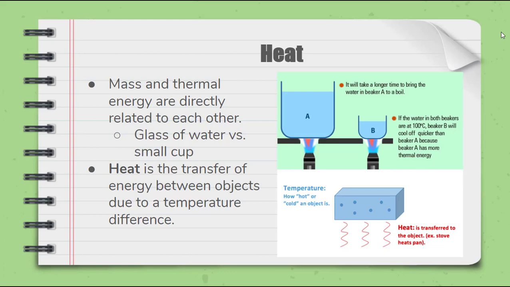Energy always transfers from warm to cold. So for example, my hand is on a cold desk, so energy is being moved from my hand into the desk. That is why my hand feels cool, and then the desk eventually begins to warm up.